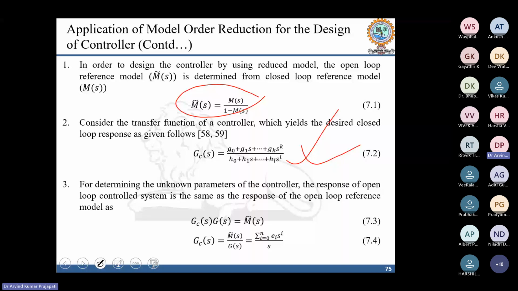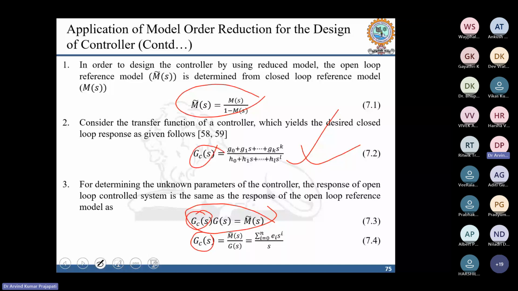Then in the third step, we are going to see what will be happening here. In the third step, we have assumed that the response of the open loop reference system is the same as the response of the closed loop system. So if these responses are matching, then you can determine the controller structure. What is given here is the controller structure, which is unknown.